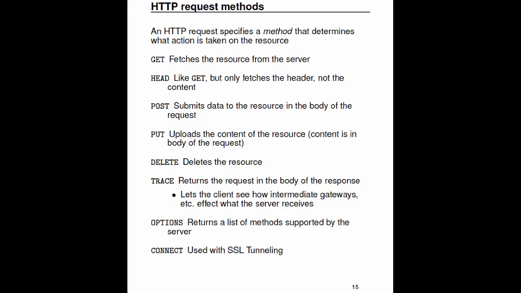Options, which returns a list of methods supported by the server, and this thing called connect, used with SSL tunneling. I have to be honest, I've never used trace, options, and connect. I didn't even know they existed until I went and read the spec.